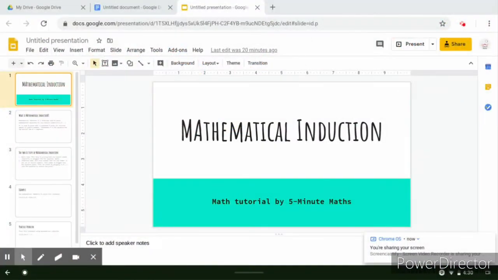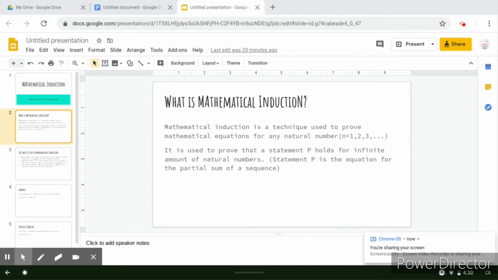Minute Maths. Today we are going to be talking about mathematical induction. So what exactly is mathematical induction? Mathematical induction is a technique used to prove mathematical equations for any natural number. A natural number is just a non-zero, non-negative whole number. For example, 1, 2, 3, 4, 5, 6, 7, 8, 9, 10, all the way up to infinity. Just any whole number that's positive and non-zero.